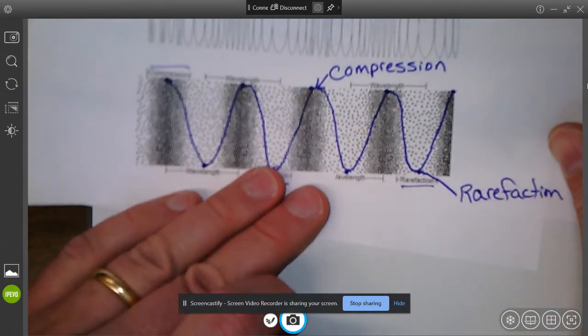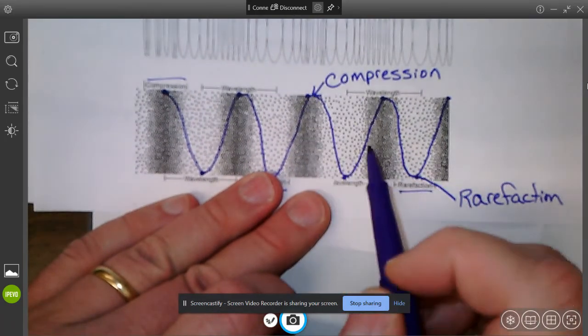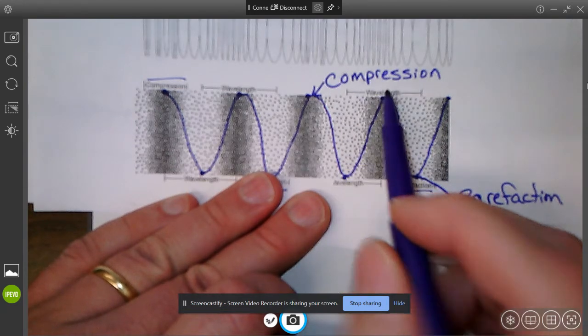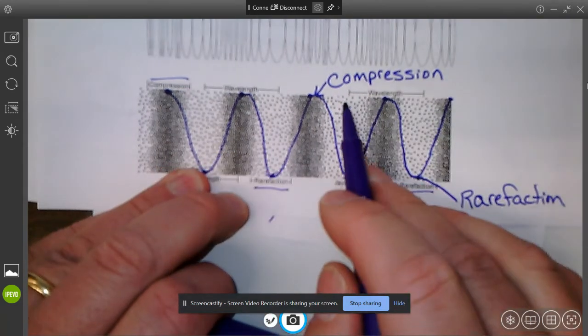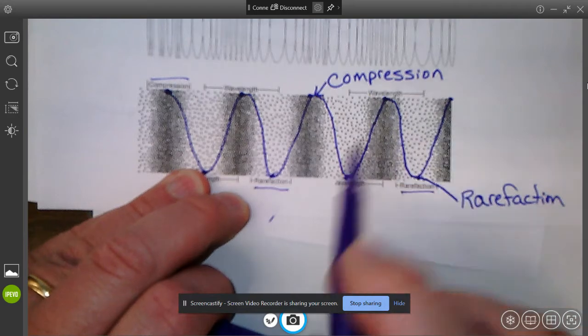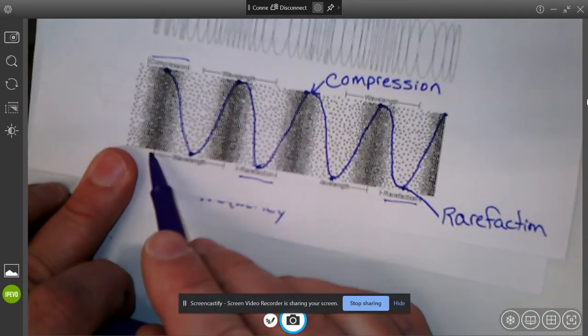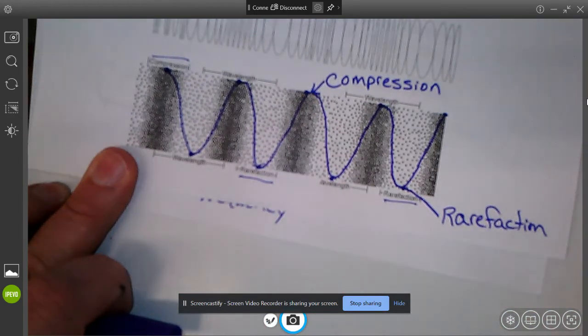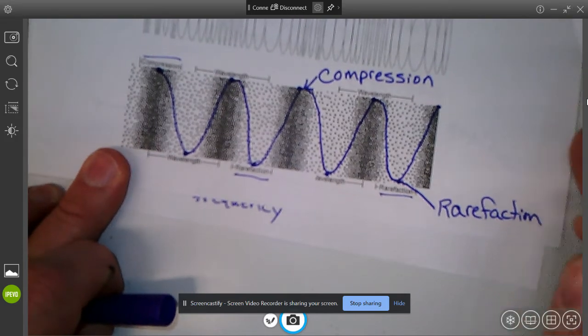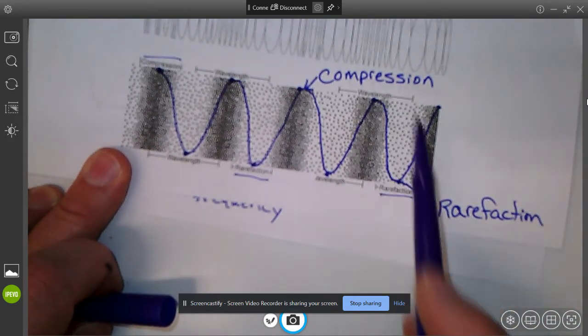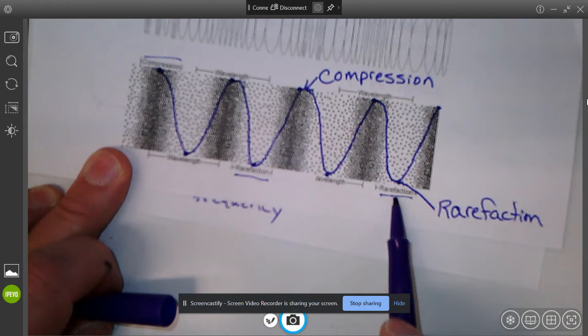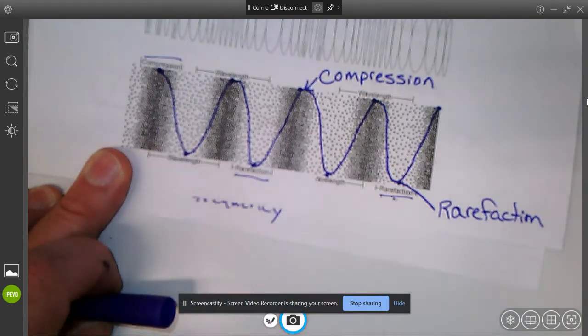From the middle of one compression to the next, or from the middle of one rarefaction to the next, is called a wavelength. So here's a rarefaction to a rarefaction, that's a wavelength. Here's a compression to a compression, that's a wavelength. And they're also spelled for you, like rarefaction right there, and compression right up there.